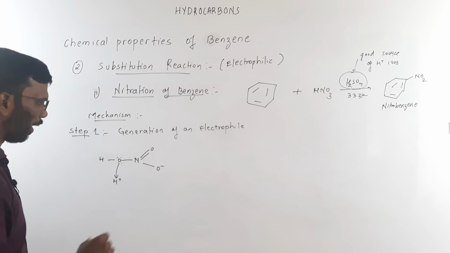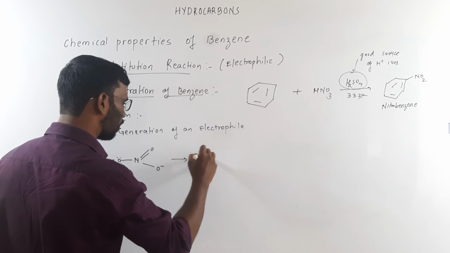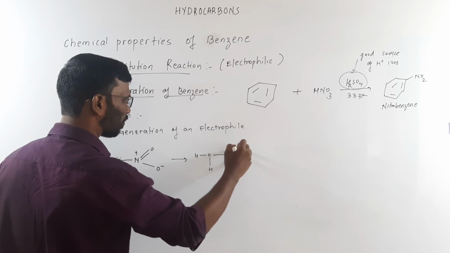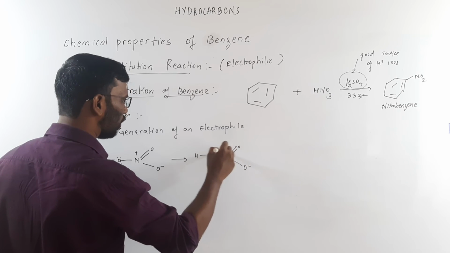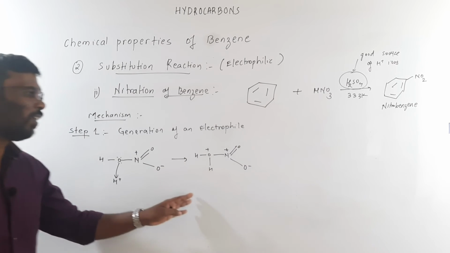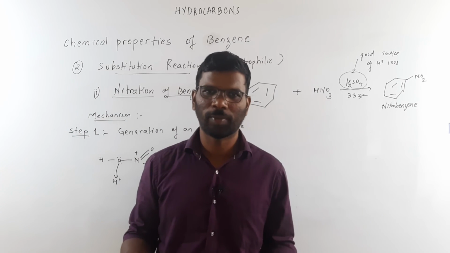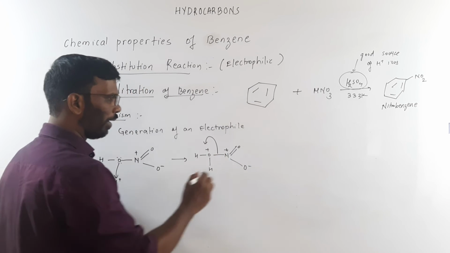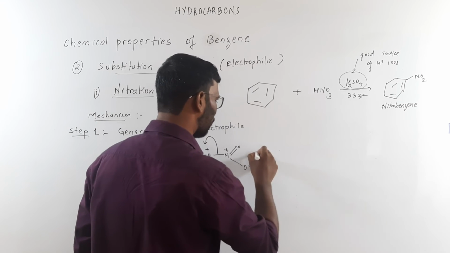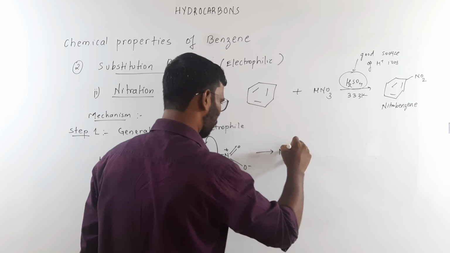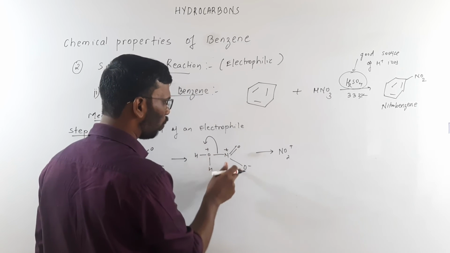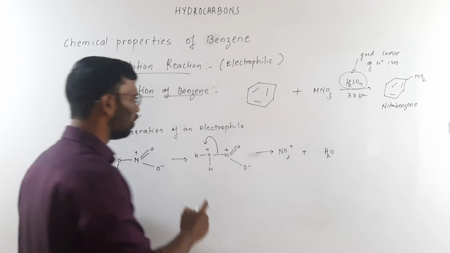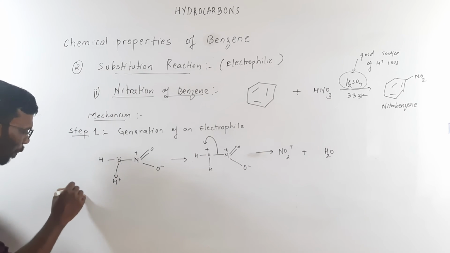It will donate here, and there is a positive charge on this also, and this is also a positive charge. Now having a positive charge on an electronegative element is unstable. So this bond is going to break in this manner, and what you will get is NO2 plus, as nitrogen is losing its electron, and the other is H2O. So the electrophile is generated.